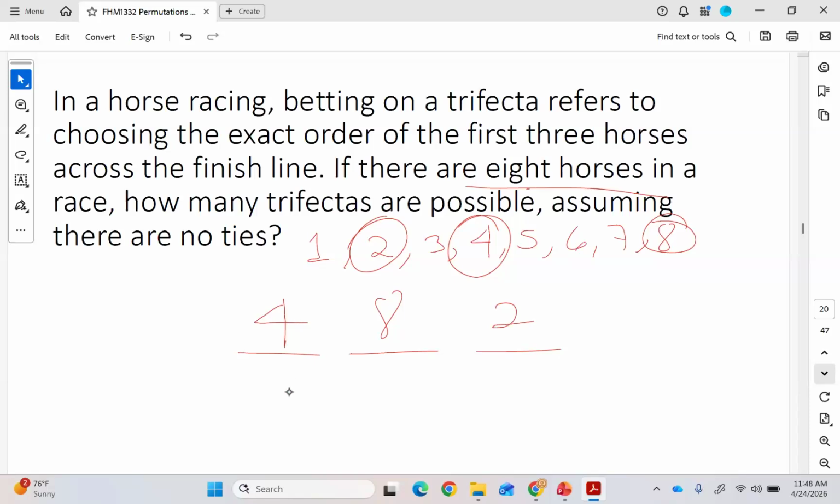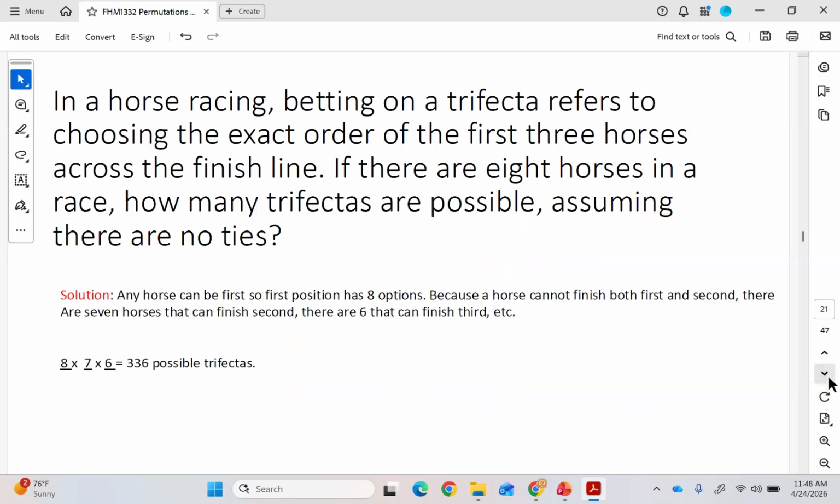So if I change it, let's say two came in first and four came in second, that is considered a different trifecta. So order is important. To answer this question, let's use the counting principle. So we have three horses or stages, or tasks. The task is: in how many ways can we select the horse that comes in first place? There are eight possibilities.